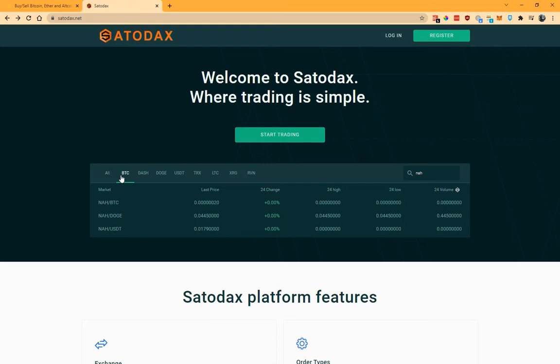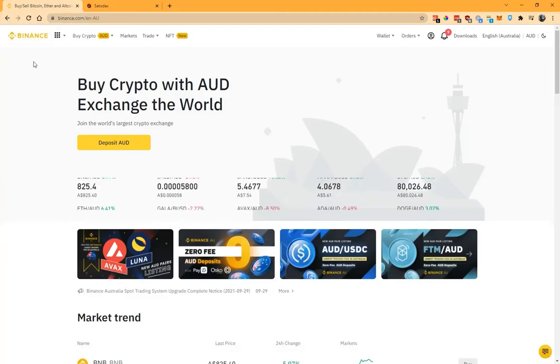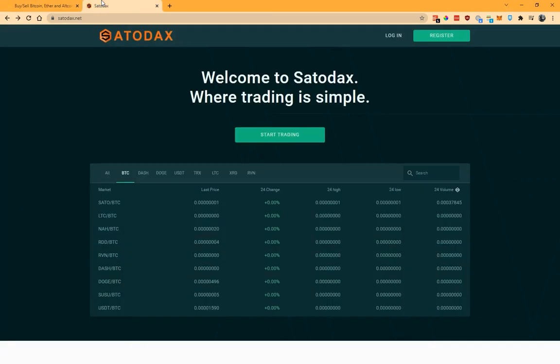So we have a look at BTC, and if we remove this, we can see all of the different trading pairs BTC has. Now, LTC or Litecoin has pretty low fees generally. So what we'll do is we're going to aim to turn our AUD, in our case, our Australian dollar, into LTC on this network here. And then we're going to trade that over to Satodax here. And then we're going to trade LTC for BTC and then BTC for AUD. So it seems complicated. I'm going to step you through it.